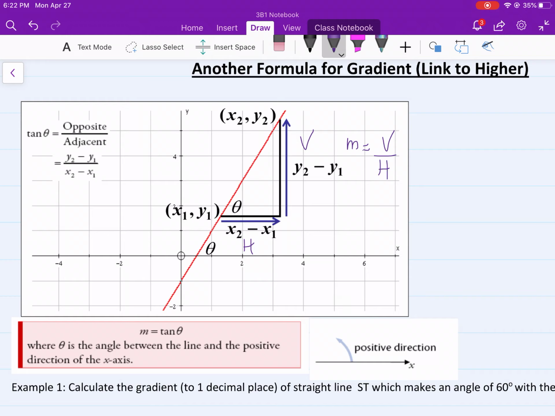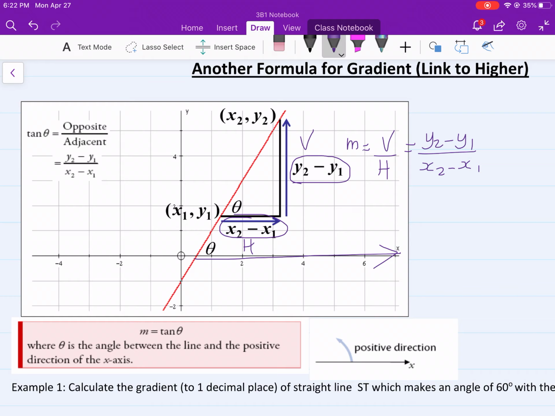Then later on we used coordinates, and using coordinates we found that vertical height is the same as y2 minus y1 and horizontal height is the same as x2 minus x1. So we can easily replace the gradient formula by y2 minus y1 over x2 minus x1. Today we're going to look at another formula we can potentially use, and that involves using the angle that the line makes with the positive direction of x-axis.